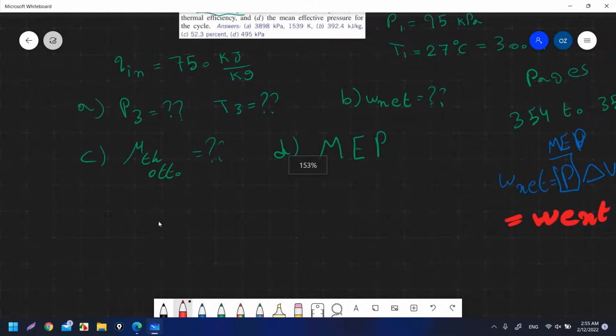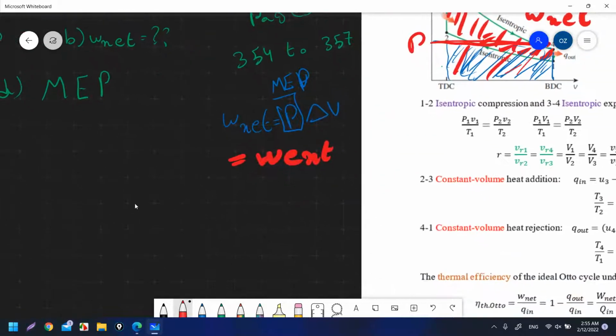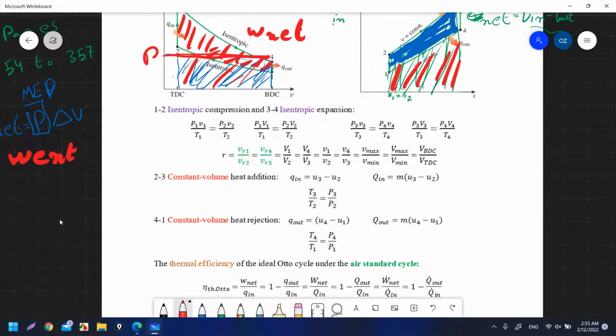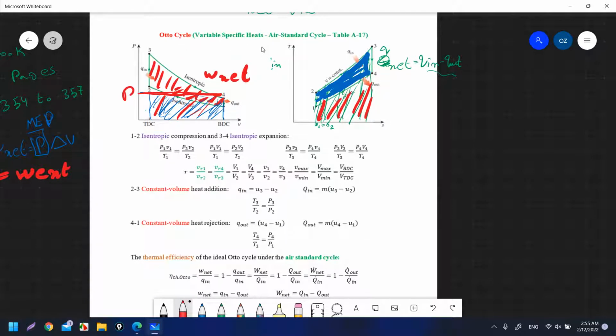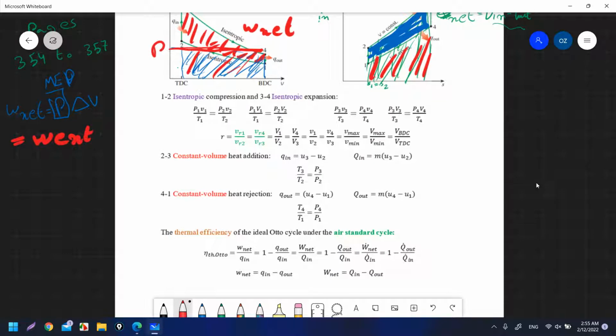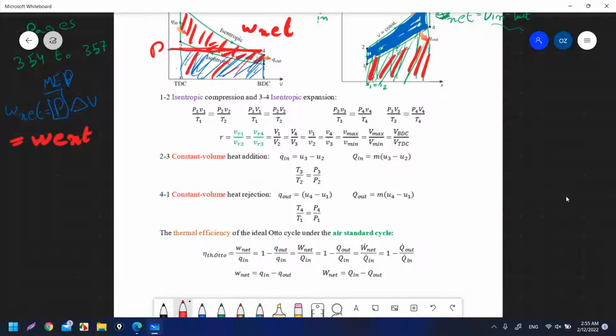Okay, let's return back to our part A. He wants me to find P3 and T3. So let's go for our equations. These equations are for the Otto cycle under variable specific heats. I want to find P3. P3 can be found from this equation. I can see P3 here, but I don't have T3. He wants me to find T3, and also I don't have T2 or P2.